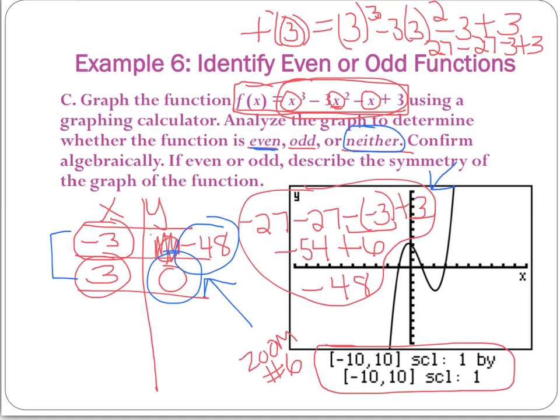All even functions have y-axis symmetry. All odd functions have origin symmetry. And in this case, since the table is showing us for opposite x values, we get neither the same y value nor opposite y values. The function doesn't have those types of symmetry and is neither even nor odd.